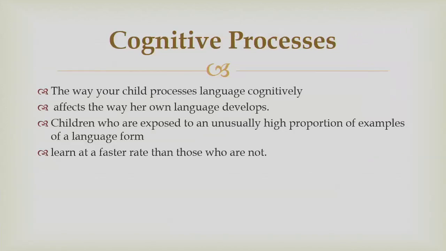Then we have cognitive processes. How does the child's mind function in relation to language? This affects the way language develops, but it also again boils down to exposure. How much exposure to language does the child have in order for them to start thinking about it? Research says that children who are exposed to an unusually high proportion of examples of language form learn at a faster rate than those who are not. So language form at home is very important in order to trigger that cognitive process about language.